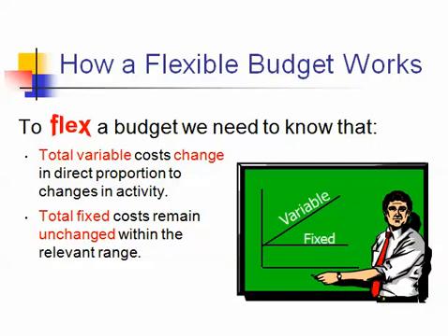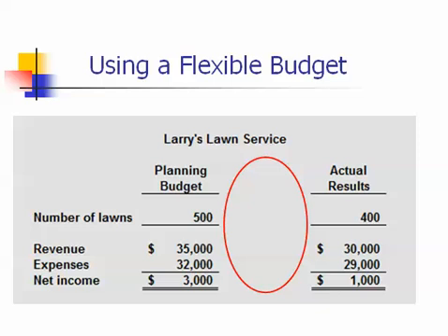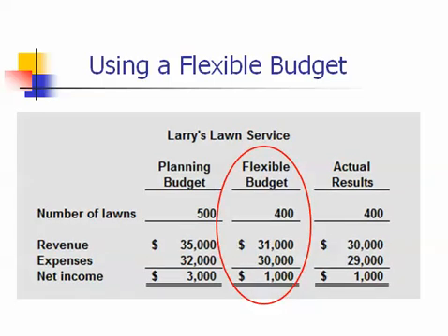Recall, fixed costs remain unchanged within our relevant range, where variable costs change in direct proportion to the level of activity that we engage in. So we're going to look a little bit further once we start the individual chapter lectures at how we prepare a flexible budget. But let's move on right now and look at how we might make use of a flexible budget. The first thing we're going to do is, instead of comparing our planning budget with our actual results, we're going to separate the two. And in between them, we're going to insert a flexible budget.